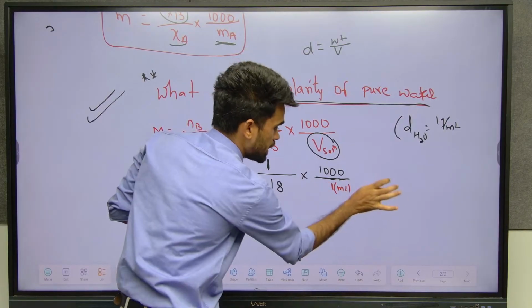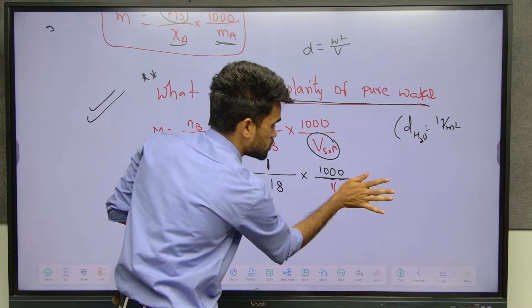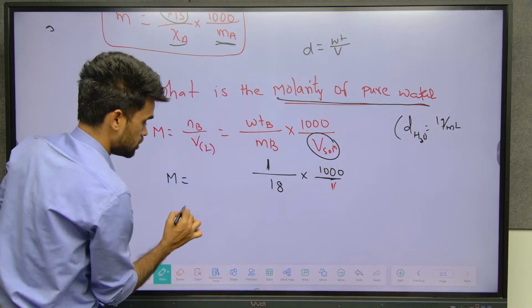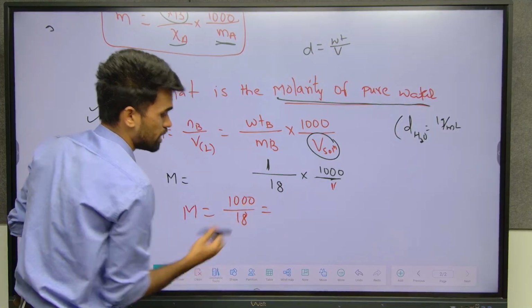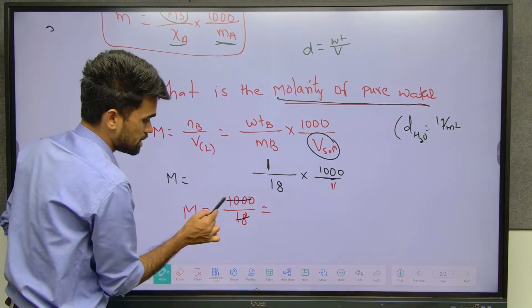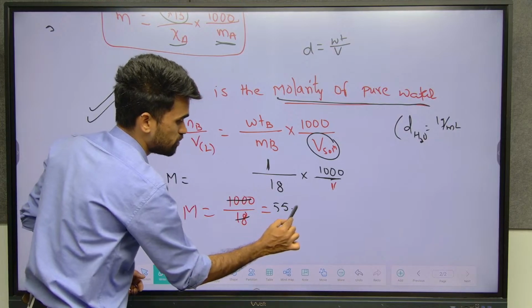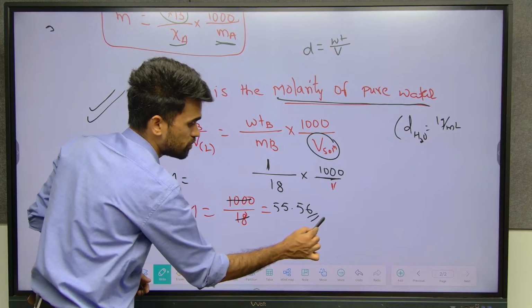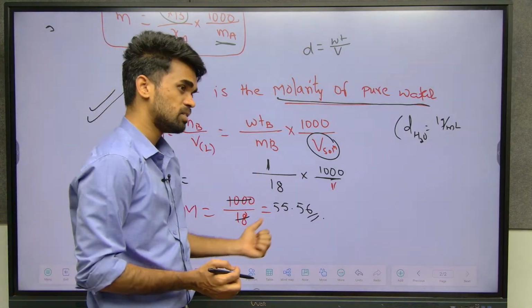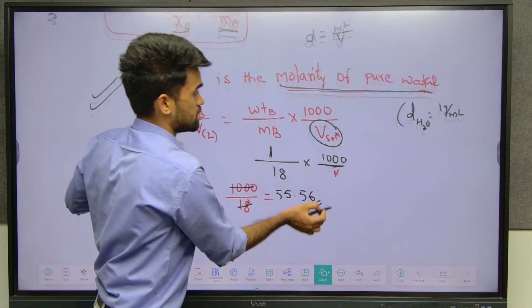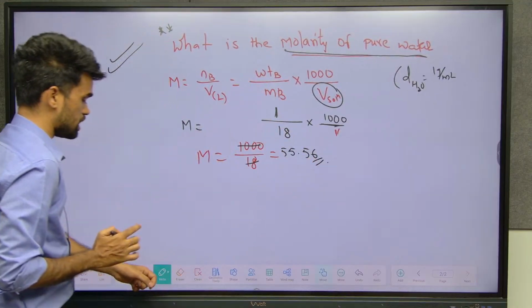Okay. So if you take it like this, what are the remaining terms you have? Tell me now. 1000 by 18. So what is the simplified value here? You will get 55.56. So what is the molarity of pure water you will get? 55.56.